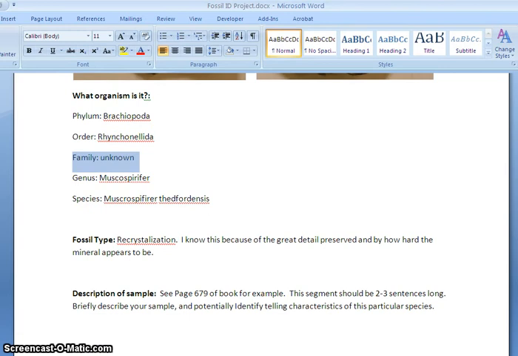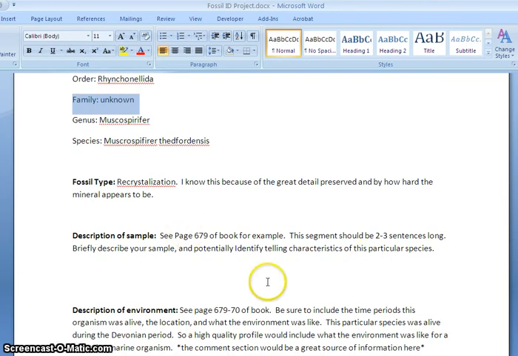Okay, fossil type, the one that I was looking at was recrystallization. I told you it's recrystallization, also known as permineralization. But then you also need to be able to tell me why you think this is that type. One of the tipping points for us to know about recrystallization is the fact that there's great detail preserved. Okay, description of sample.